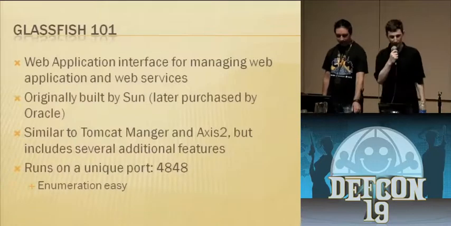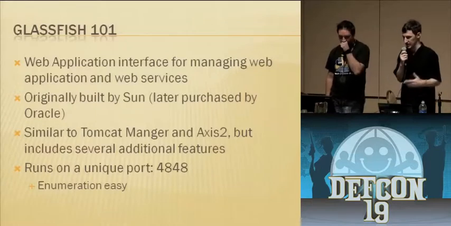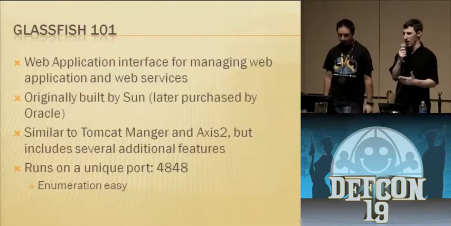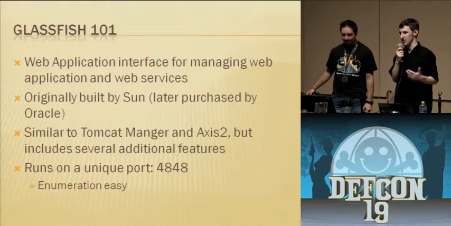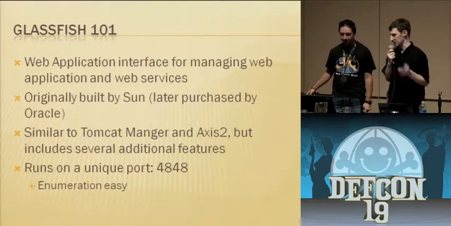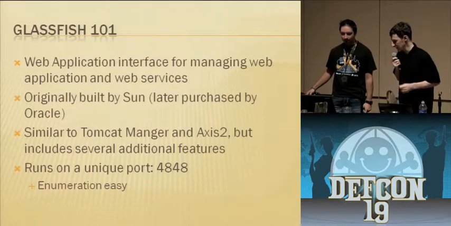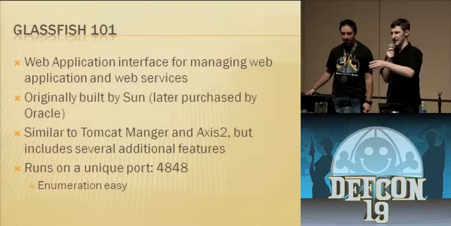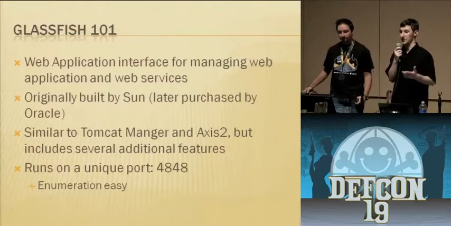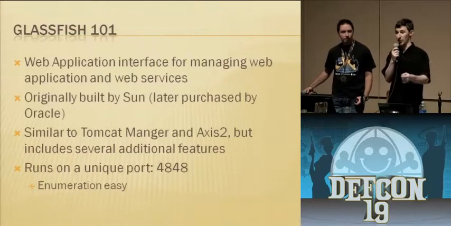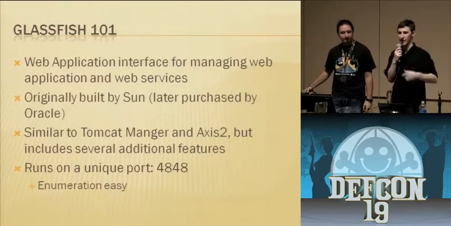All right, so one of the things that I'm going to be talking about this year is Oracle GlassFish, which is something similar to Tomcat Manager and JBoss. It's basically for handling and deploying web services, but there's tons more functionality there, right? It runs on a unique port, which is 4848. The idea was that if we took the same approach that we've been taking with Tomcat Manager and apply that to GlassFish, potentially we could get shell through this application because it allows for the ability to deploy a malicious web service.